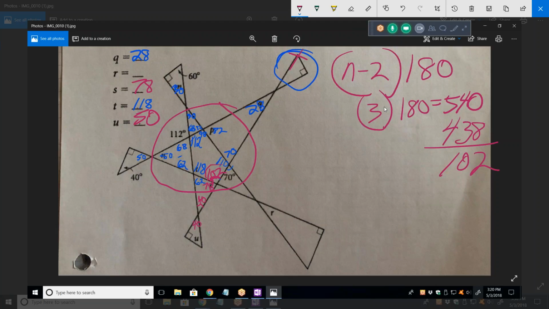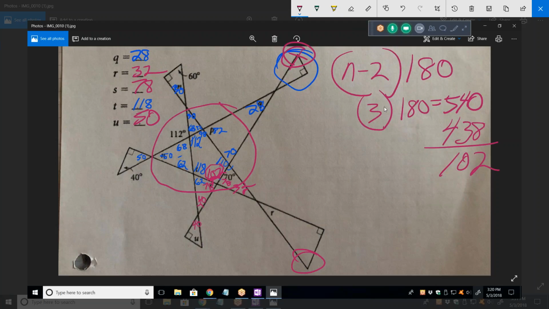Well, we know that's 102, so this one has to be 78. And what does this one become? 32 degrees. Which makes our problem done. Now, the only angles we didn't need to figure out are this one right there and this one up there. That was it. We needed to figure out every other angle in that diagram.